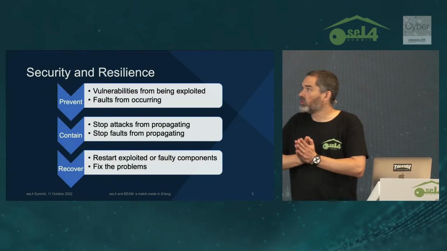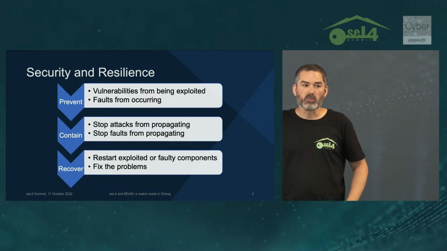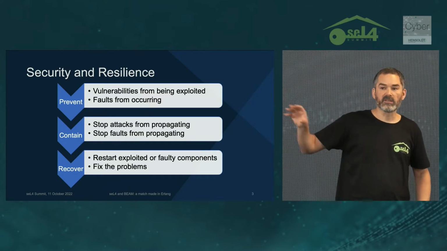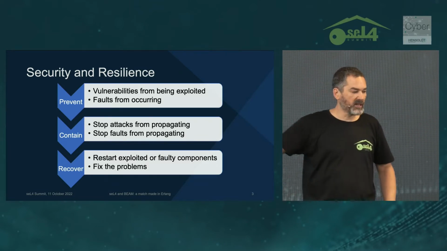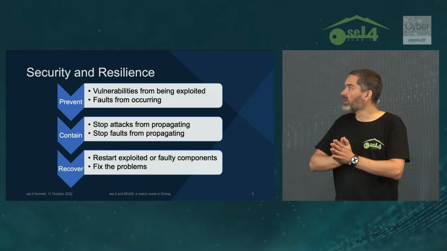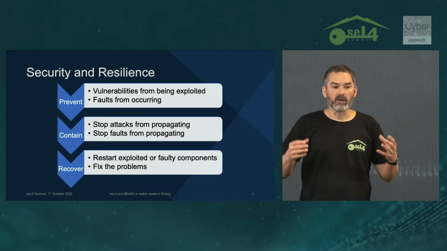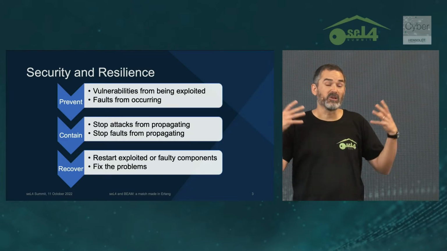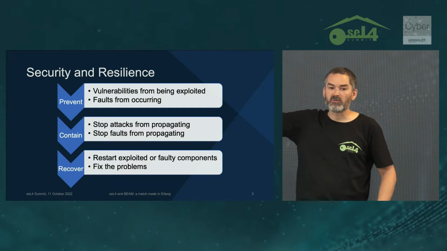With regards to security and resilience, there's three key principles that help to lead to these kinds of systems. These are prevent, contain, and recover. The first one is prevent. We want to be able to prevent vulnerabilities from being exploited and faults from occurring. So we want to have good software, right? We'd like to verify everything if we can. We can't necessarily, but we want to prevent problems from happening.